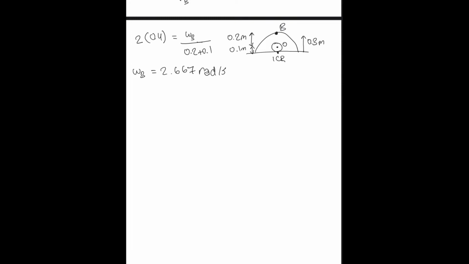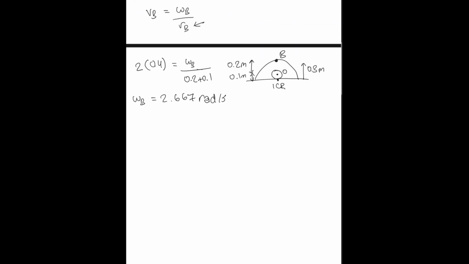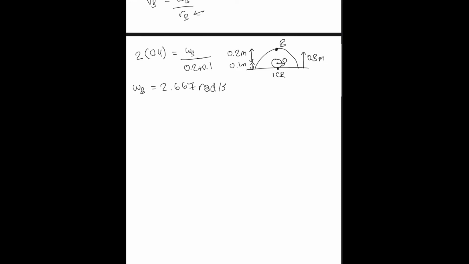Okay, now we want to find the velocity of O. So VO is going to be equal to omega B again, because the angular velocity of B and O are going to be the same, multiplied by radius O. And that's going to give us 0.267 meters per second.